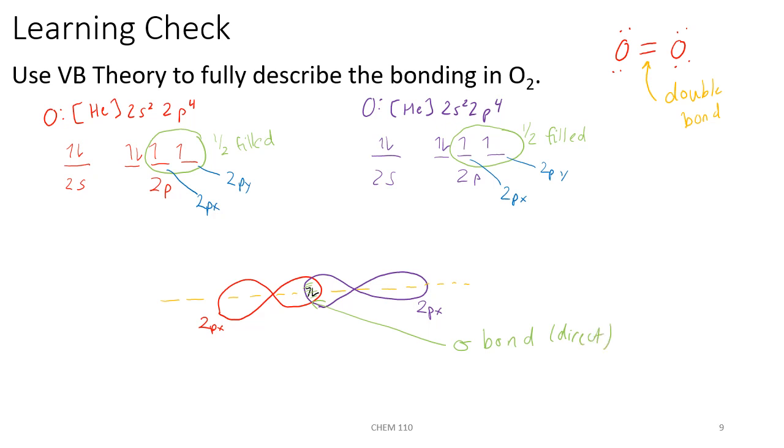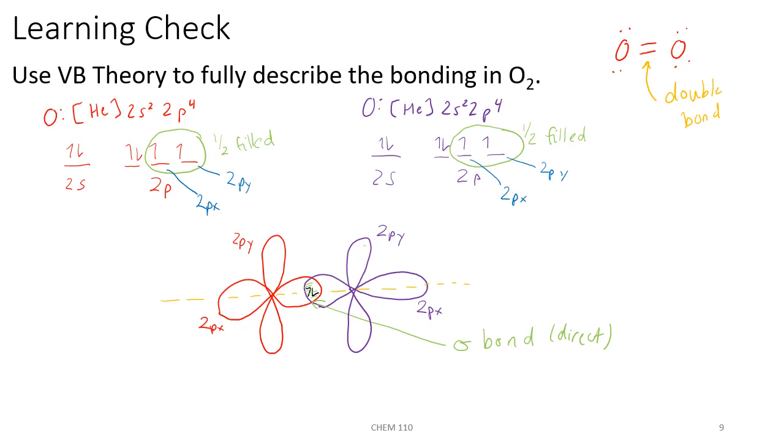And now let's think about our 2py orbitals. Let's imagine those are 90 degrees, or perpendicular, to our internuclear axis. One of the 2py orbitals would be pointing straight up from our internuclear axis. And here's the other 2py orbital on the other oxygen atom. Now in our drawing, it doesn't look like they're interacting at all. It doesn't look like there's a region where there's overlap. So we have to imagine this.